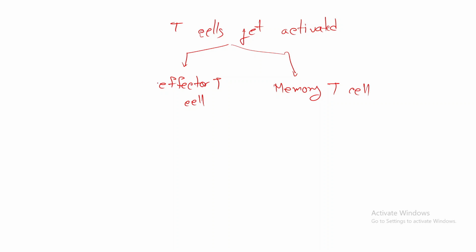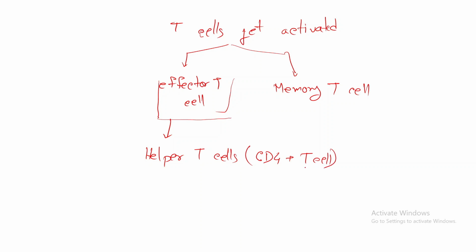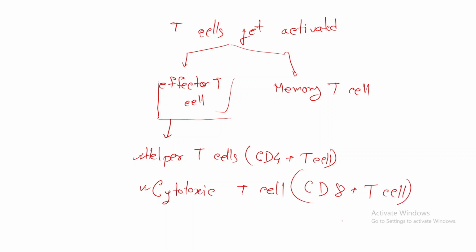The effector T cells are the cells that actively participate in the immune response. These include the helper T cell, also called the CD4 plus T cell, because there is a CD4 surface protein on the helper T cell. The other is the cytotoxic T cell, also called the CD8 plus T cell, because the cytotoxic T cell contains the CD8 surface protein on its cell surface. In the next video, I will discuss how the helper T cell and cytotoxic T cell get activated or act in cell-mediated immunity.